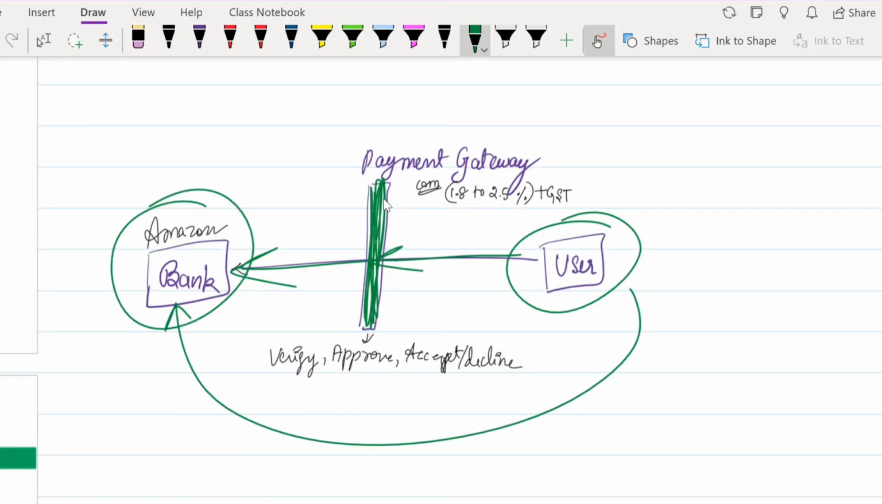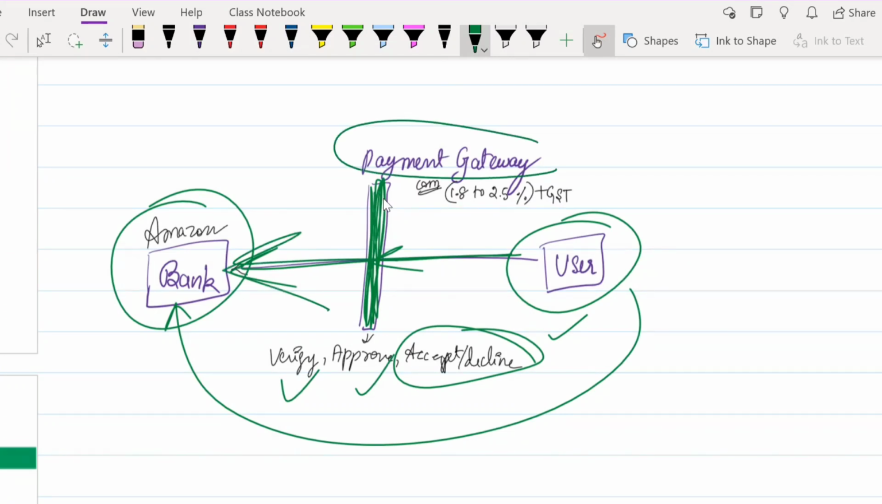So what this payment gateway usually does is that it is going to verify the money that you are sending. It is going to approve the money that you are sending. And finally, it will take a decision whether to accept your payment or whether to decline your payment, depending on the information that it has about you. Okay. And once it has accepted, then it will go to the Bank of Amazon.